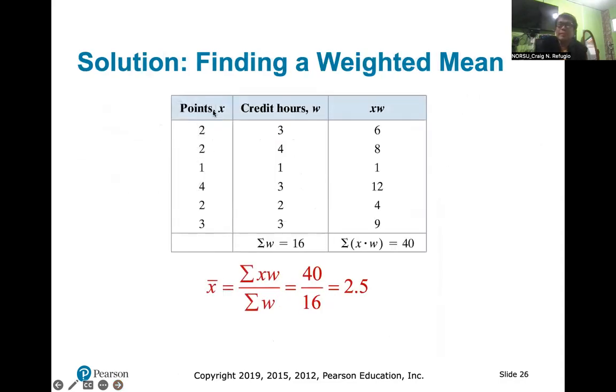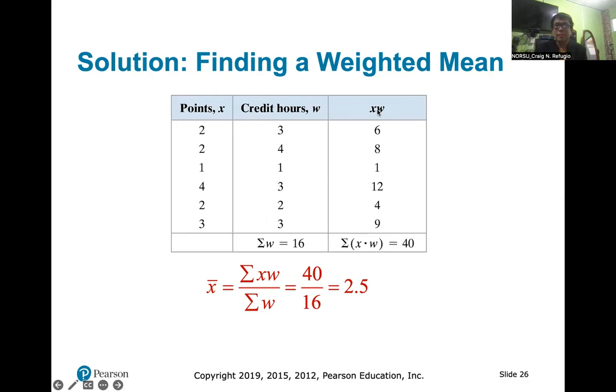So we have points: 2, 2, 1, 4, 2, and then 3. The credit hours: 3, 4, 1, 3, 2, then 3. Then we have XW: 6, 8, 1, 12, 4, and then 9. So for credit hours, we have the summation of W. If you're going to get the total for all these numbers, the total is 16.